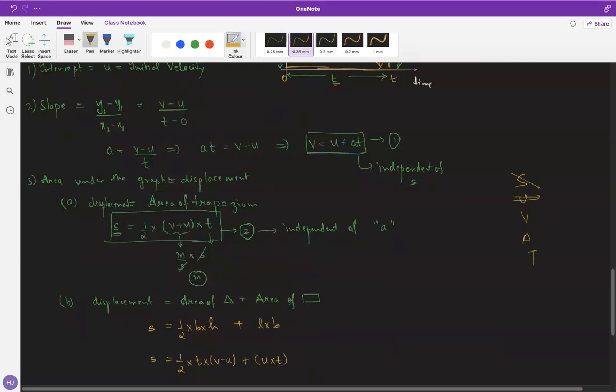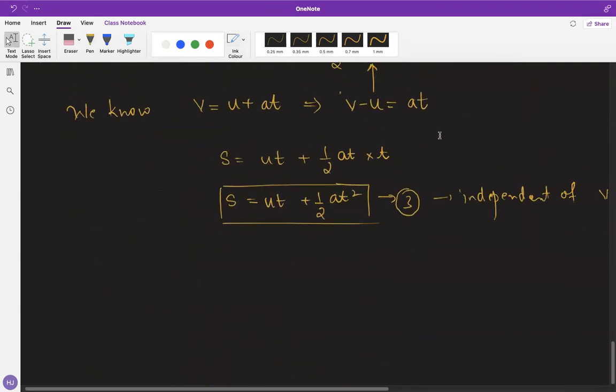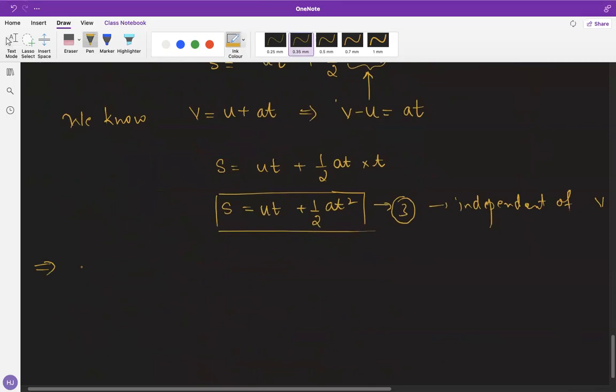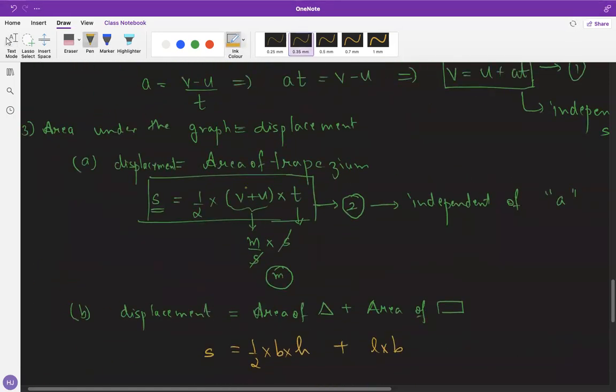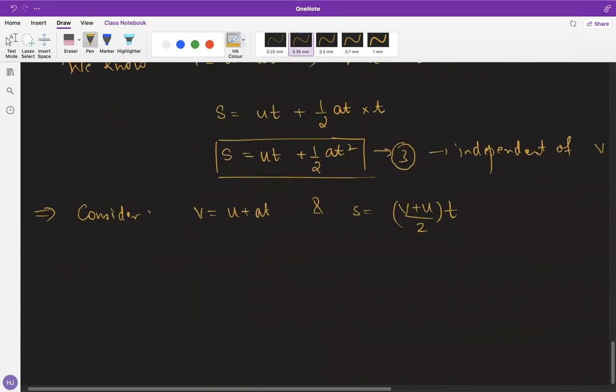Now we had one equation which is independent of s, one equation which is independent of acceleration, and one equation which is independent of v. Now we will design one equation where, if you don't have information about time, we should still be able to solve it. For that, we're going to consider the equation v is equal to u plus at, and s is equal to (v plus u) by 2 times t. This is the equation that we derived here. Now we don't want time, so we have to think of eliminating the time in this equation.